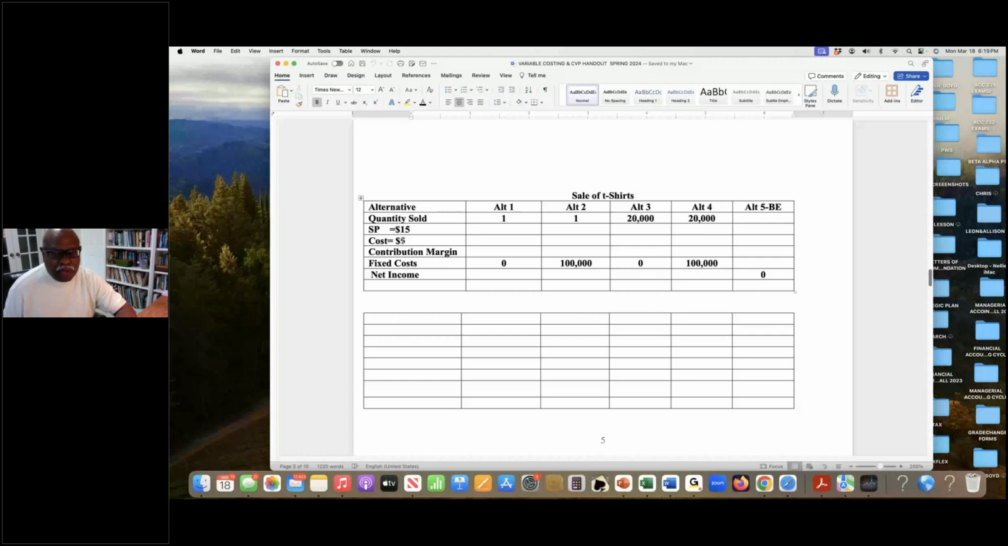Let's change the example to 20,000. Suppose we sold 20,000. What's our selling price? And if we multiply 20,000 times 15, how much are we going to get? Is that going to be 300,000?